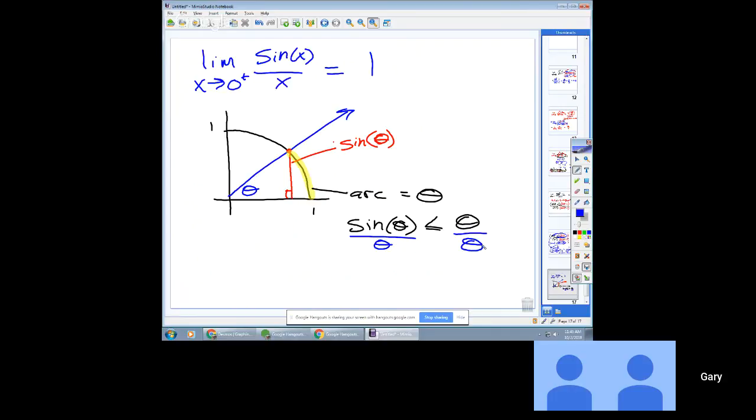Okay. So now what I want to do is go to the other side and say it's also going to be greater than or equal to 1. If something is greater than or equal to 1 and less than or equal to 1, what has to happen? It's got to be 1, right? So now I just got to check the other side. So here's how we're going to check the other side.